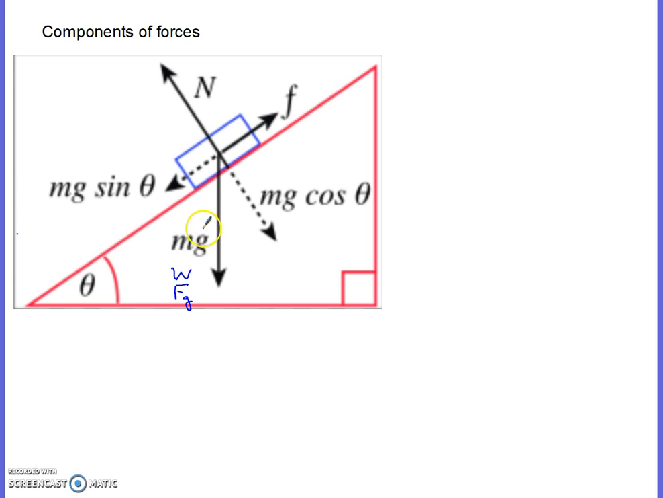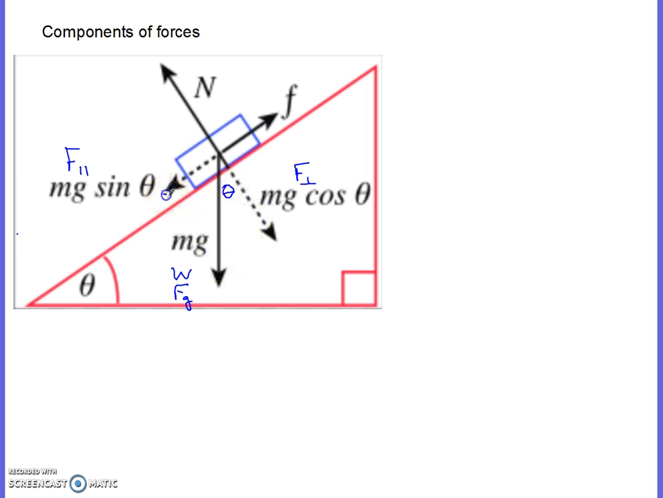Now, it's important that we divide the weight into its two components, and they're listed here. This is what we call the parallel component of the weight, the component of the weight that is along or parallel to the incline. And this is what we call the perpendicular component of the weight. It is the component of the weight that is perpendicular to the incline. This angle theta is equal to this angle theta here.